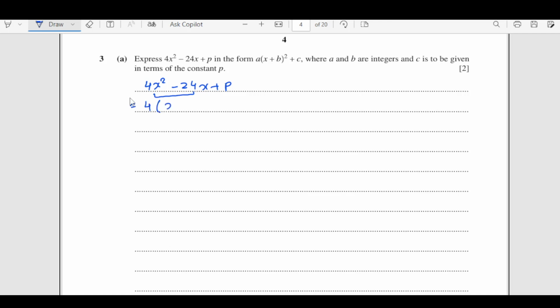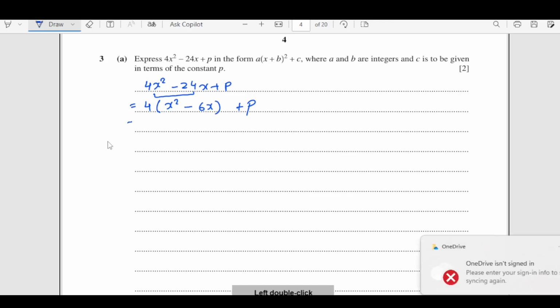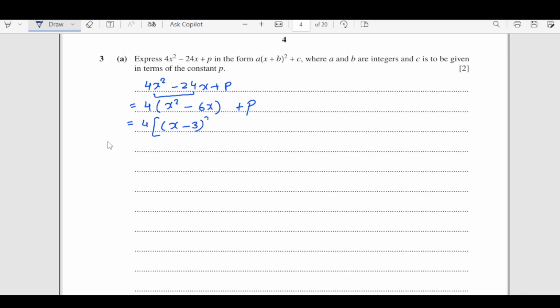If we take 4 out, we will have x squared minus 6x, then plus p remains as it is, right? So now we are completing the square here. Half the coefficient of x is 3, so that will be squared, and minus, we are going to do the same, 3 squared we have added, plus p. So this can be written as (x minus 3) whole squared, minus 9, plus p.